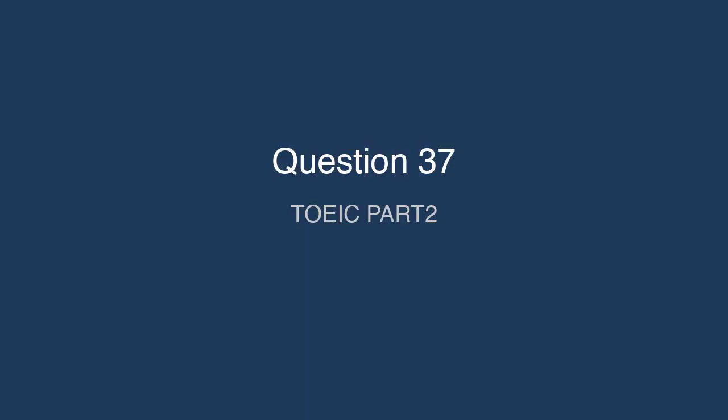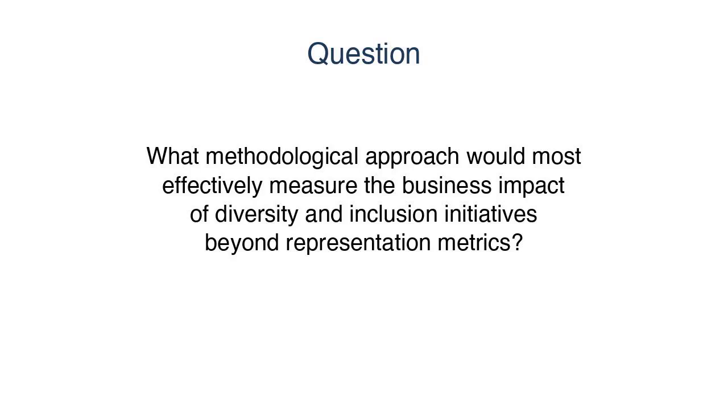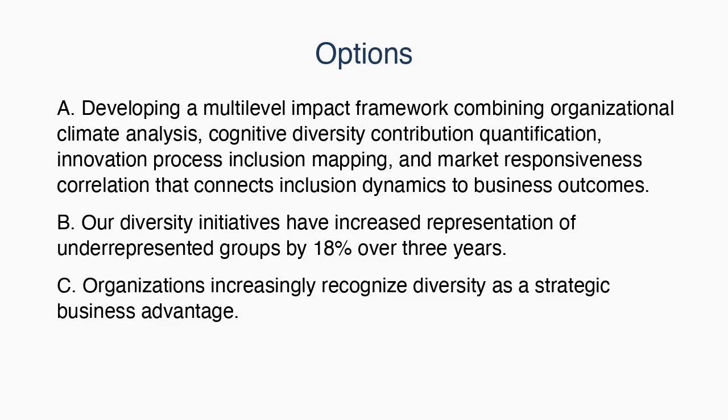Question 37. What methodological approach would most effectively measure the business impact of diversity and inclusion initiatives beyond representation metrics? Here are your options. A. Developing a multi-level impact framework combining organizational climate analysis, cognitive diversity contribution quantification, innovation process inclusion mapping, and market responsiveness correlation that connects inclusion dynamics to business outcomes. B. Our diversity initiatives have increased representation of underrepresented groups by 18% over 3 years. C. Organizations increasingly recognize diversity as a strategic business advantage.